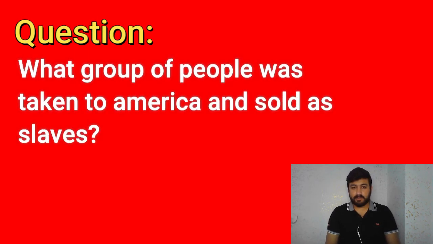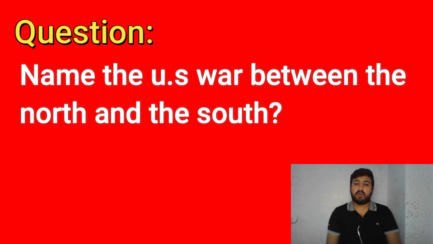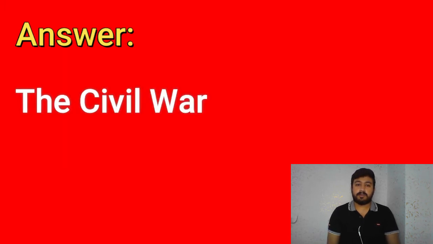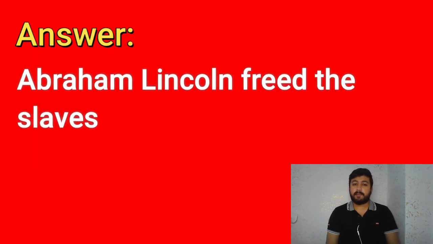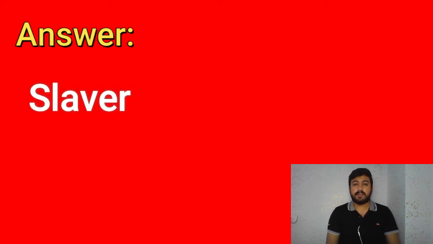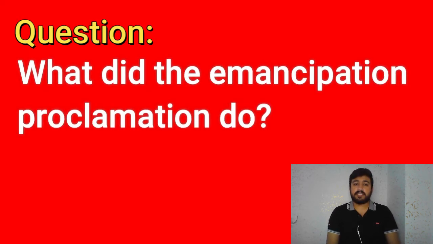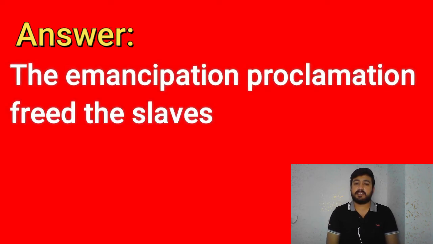What group of people was taken to America and sold as slaves? Africans. Name the US war between the North and the South. The Civil War. What was one important thing that Abraham Lincoln did? Abraham Lincoln freed the slaves. Name one problem that led to the Civil War. Slavery. What did the Emancipation Proclamation do? The Emancipation Proclamation freed the slaves.